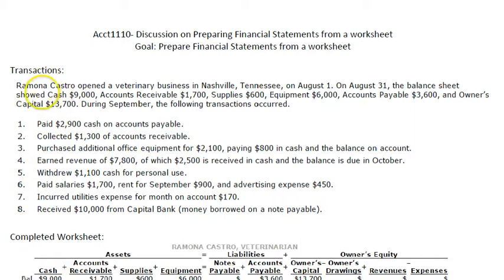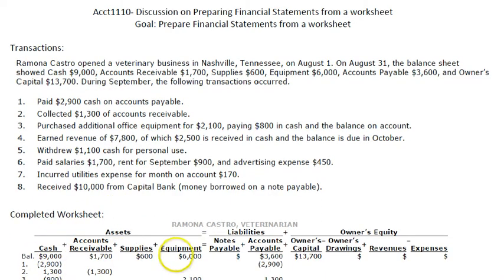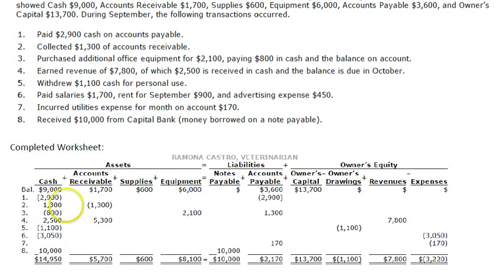I have provided you with Ramona Castro's opening balances in her veterinarian business, and notice these have been recorded as the first line on our worksheet. Then there are 8 transactions. These transactions have been recorded, each one leaving the balance sheet equation in balance, and then we proved that at the end of the period by totaling at the bottom. And you can tell that it's in balance because the totals are underlined twice. That's an accounting technique we use to show that the math's been checked.